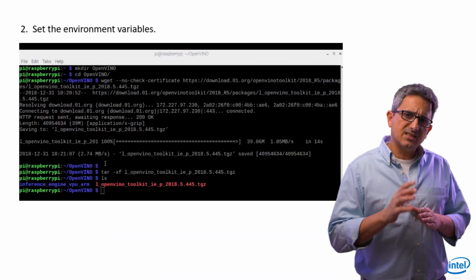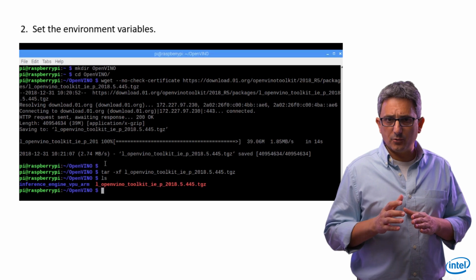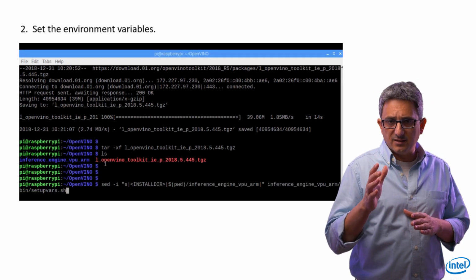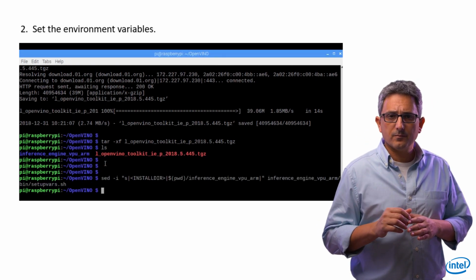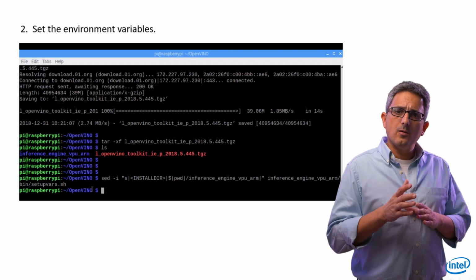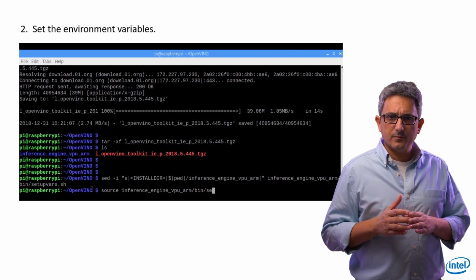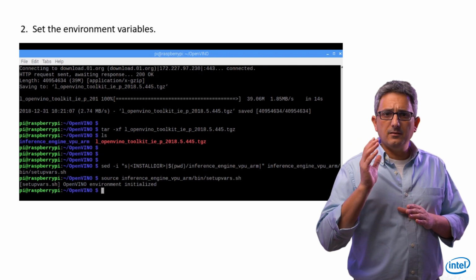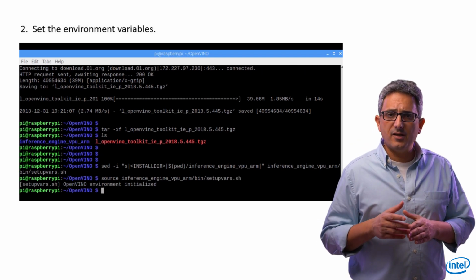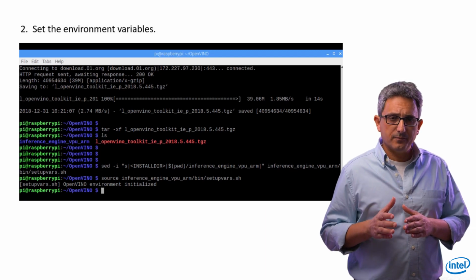The setup_vars.sh script has a variable of installed here. Let's replace it with our installation directory using this sed command. Now let's run this script to set our variables. And you get an indication that the environment variables are ready.